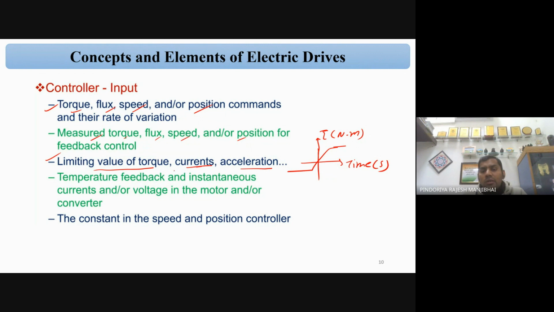Because torque and current are directly proportional, and whenever torque and current are directly proportional, we can say that acceleration is also directly proportional. Next, temperature feedback and instantaneous current or voltage in the motor or converter. We can also give the temperature feedback, suppose you want to measure the temperature of the motor. Then the constant speed and position controller. So these are the input parameters for the controller, and depending on your requirement, you can control your input parameters.